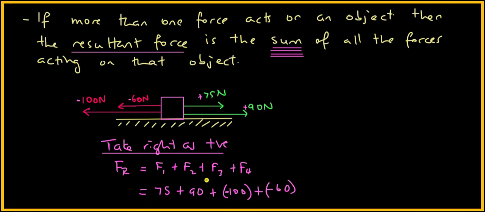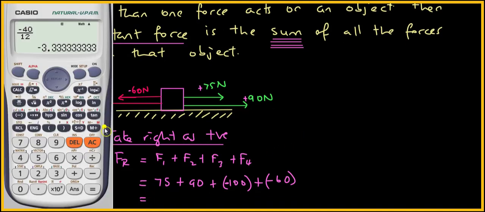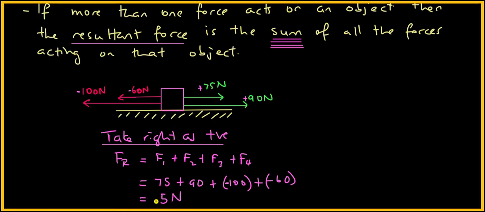Then I must simply sum everything here and see what I get. I have 75 plus 90 plus negative 100 plus negative 60. So I get 5 newtons. And my answer here is positive, which means that it's to the right. 5 newtons to the right.